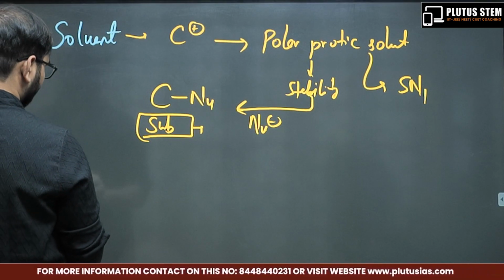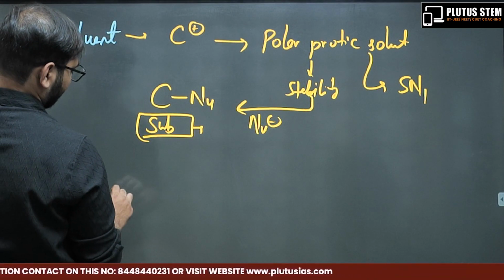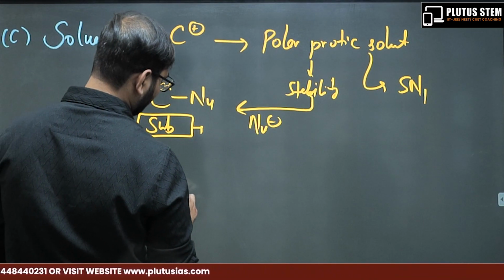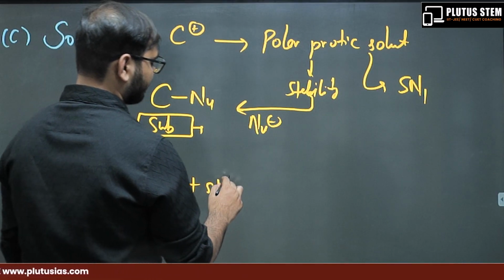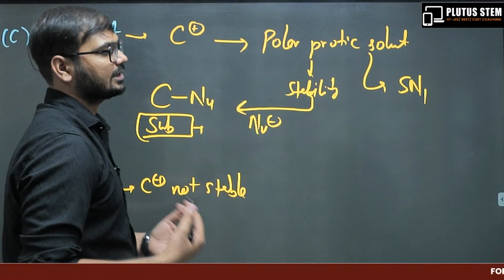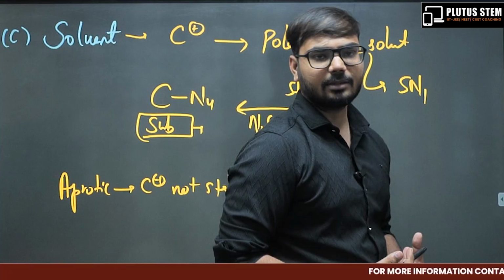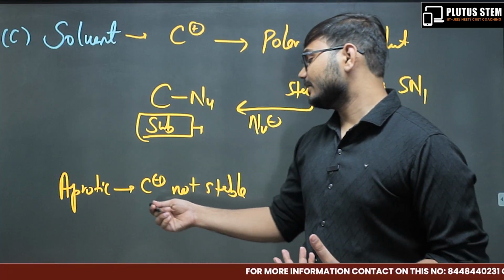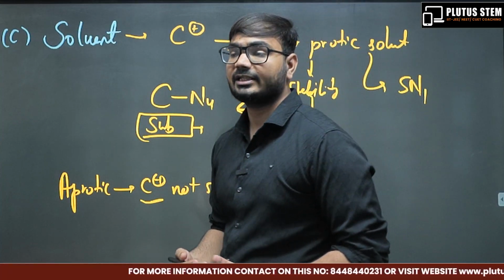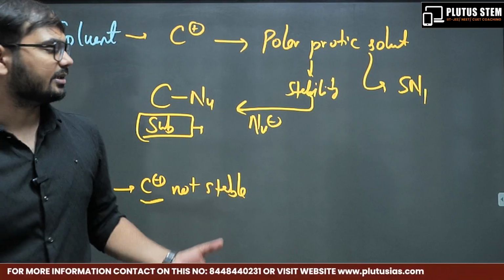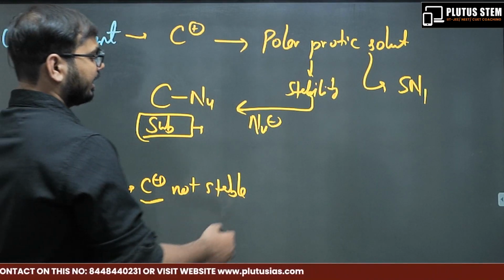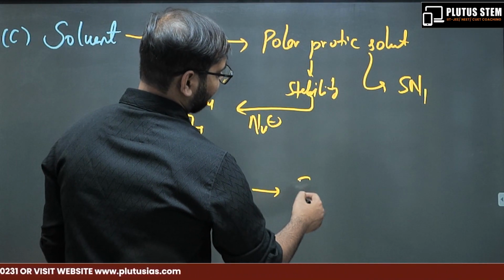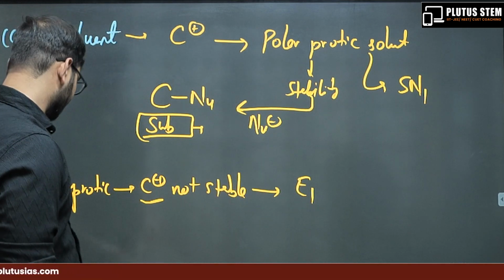While in aprotic solvents, the carbocation is not stable, meaning there is no external stabilization of the carbocation. In this case, the carbocation needs to stabilize itself on its own, and that can be done simply by abstraction of a proton, leading to the formation of an alkene via the E1 mechanism.